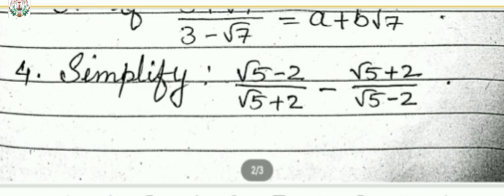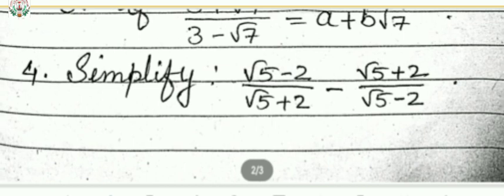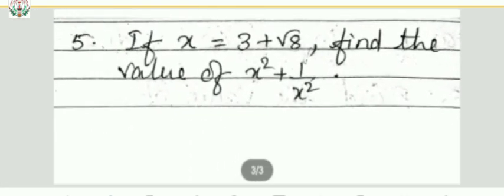So you will get the numerator as (root 5 minus 2) whole square upon 5 minus 4, and here the minus sign, after that (root 5 plus 2) whole square upon 5 minus 4, since root 5 square will be 5 and 2 square will be 4. So 5 minus 4. Okay. On simplification, just check what answer you get. After that comes the fifth question.